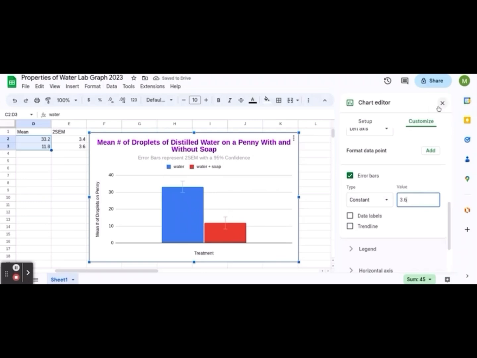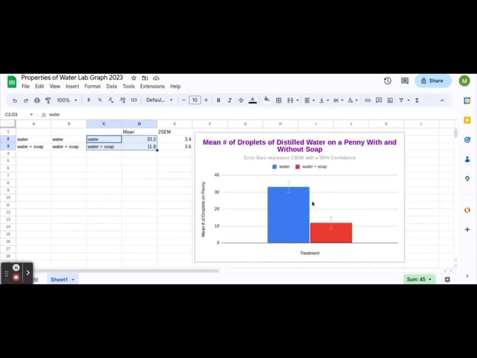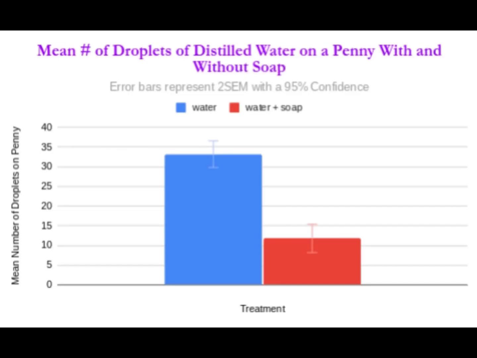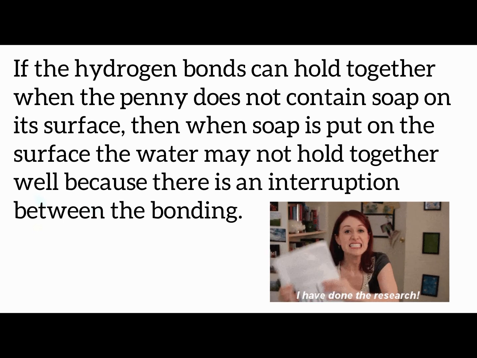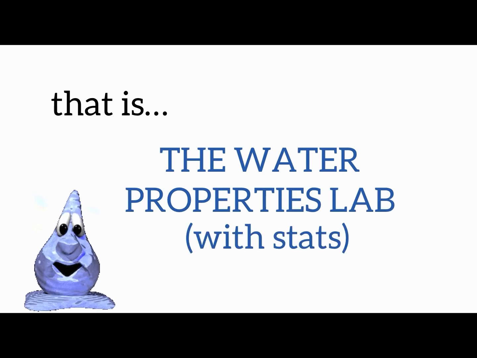So now you have your whole graph done with all the appropriate titles and labels as well as the error bars. By looking at our graph with the error bars, since the error bars do not meet with each other, this means our data is significantly different. Which does support our first hypothesis that if the hydrogen bonds can hold together when the penny does not contain soap on its surface, then when soap is put on the surface, the water may not hold together well because there is an interruption between the bonding. That is the water properties lab with stats.